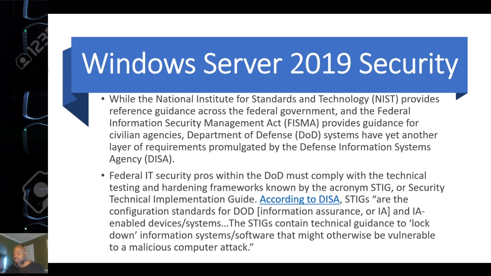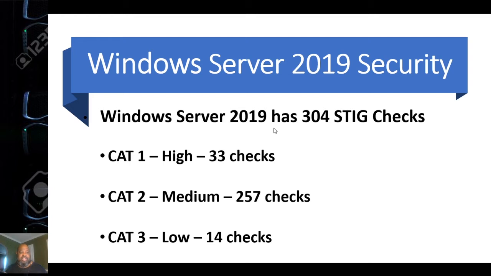So these are the actual checks we're going to put on Windows Server 2019. That's one of the most popular OSs out there. So we're going to look at some of the high-level checks. We're not going to go over them all, because obviously there's a lot of checks when you're talking about locking down an OS for DoD. So how many checks is it? Totally, I think it's 304 checks. There's 33 high checks, 257 medium checks, and 14 low checks.